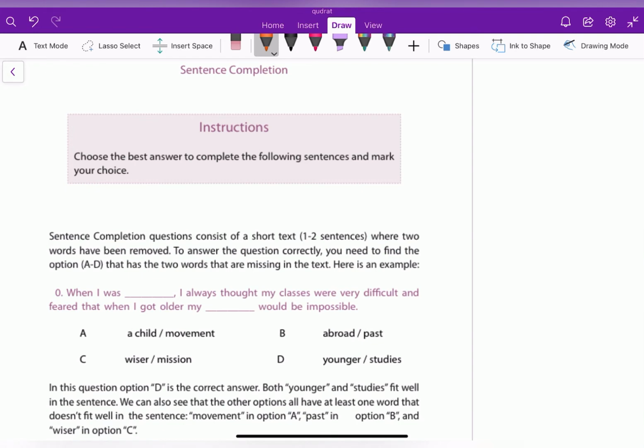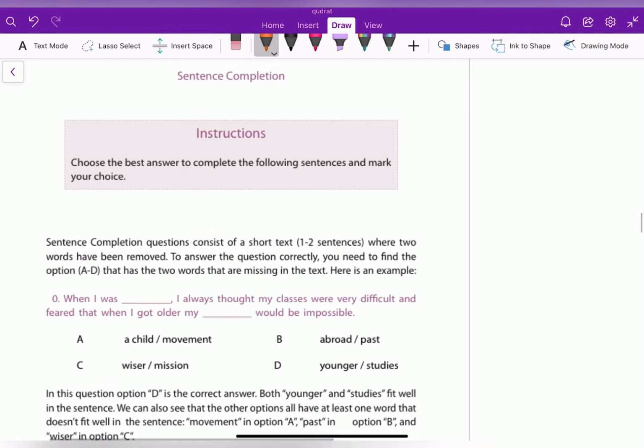It says, sentence completion consists of a short text, 1 to 2 sentences, where 2 words have been removed. To answer the question correctly, you need to find the option A to D that has the 2 words that are missing in the text. Here's an example. When I was blank, I always thought my classes were very difficult and feared that when I got older, my blank would be impossible. I feel like we can automatically infer that the answer is D.